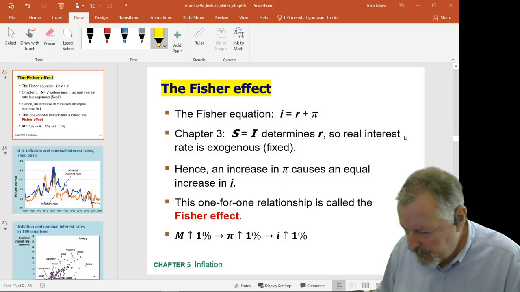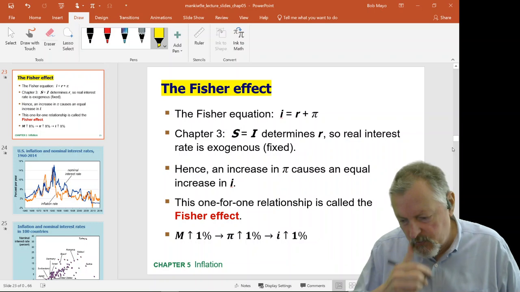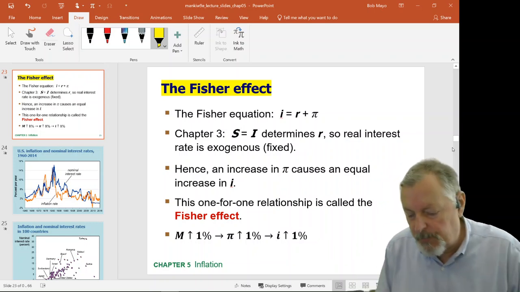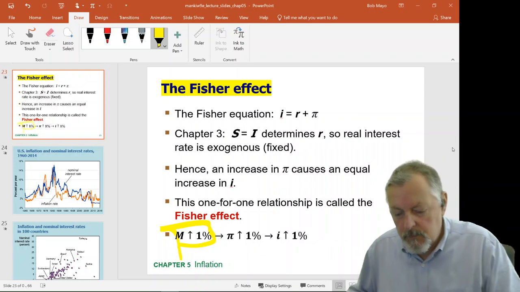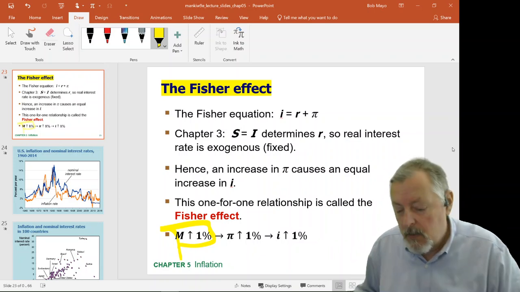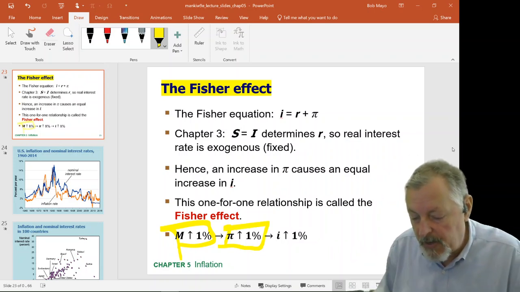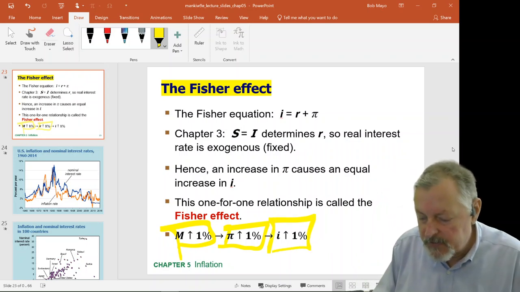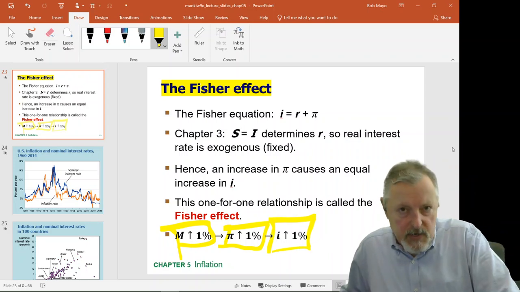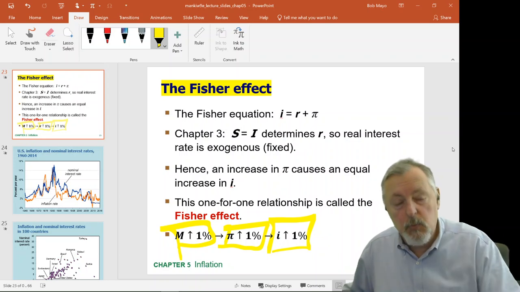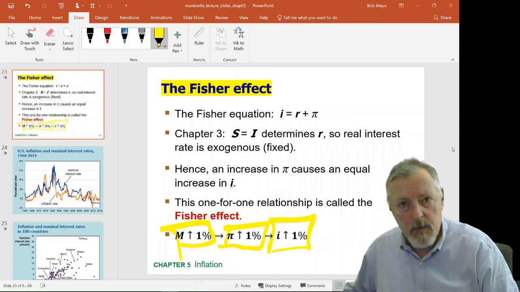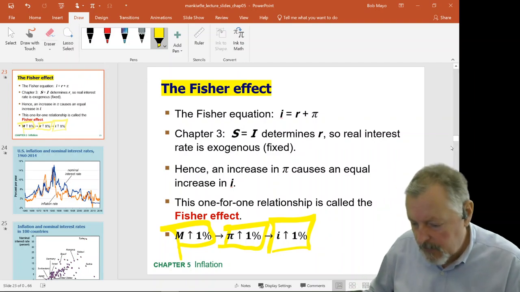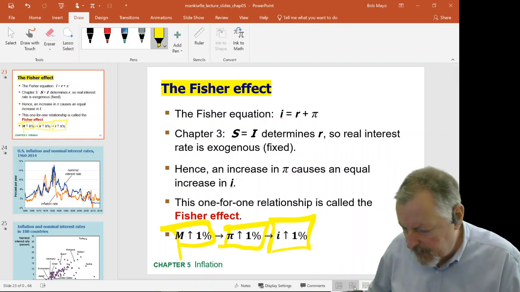And this brings us to the Fisher effect, which is what I just described, that if the money supply goes up by 1%, you expect inflation to go up by 1%. And that in turn will increase the nominal interest rate by 1%, because people will demand 1% more dollars in return for loaning money to get their investment back.